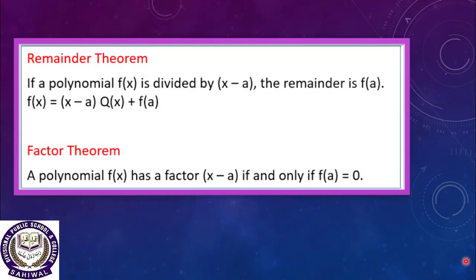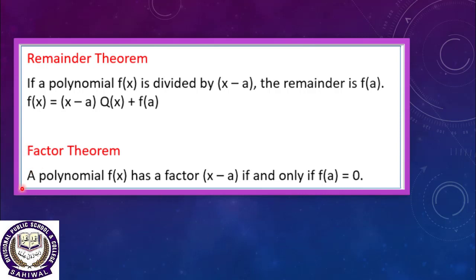The remainder theorem states that if a polynomial f of x is divided by x minus a, then the remainder is f of a, or we can write it as f of x is equal to the divisor x minus a, the quotient q of x, plus f of a, the remainder.